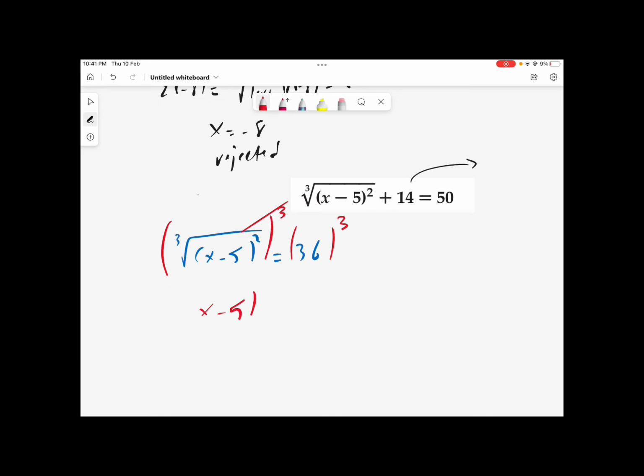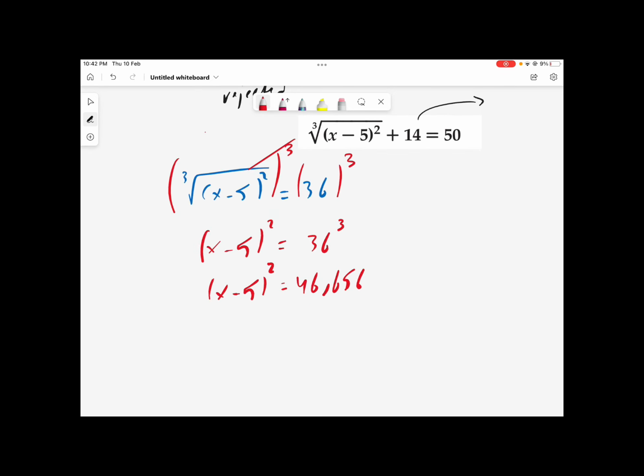Then (x minus 5) to the power of 2 is equal to 36 to the power 3. If you want to evaluate 36 to the power 3, you can, or at the end you can. (x minus 5) to the power of 2 is equal to 46,656.